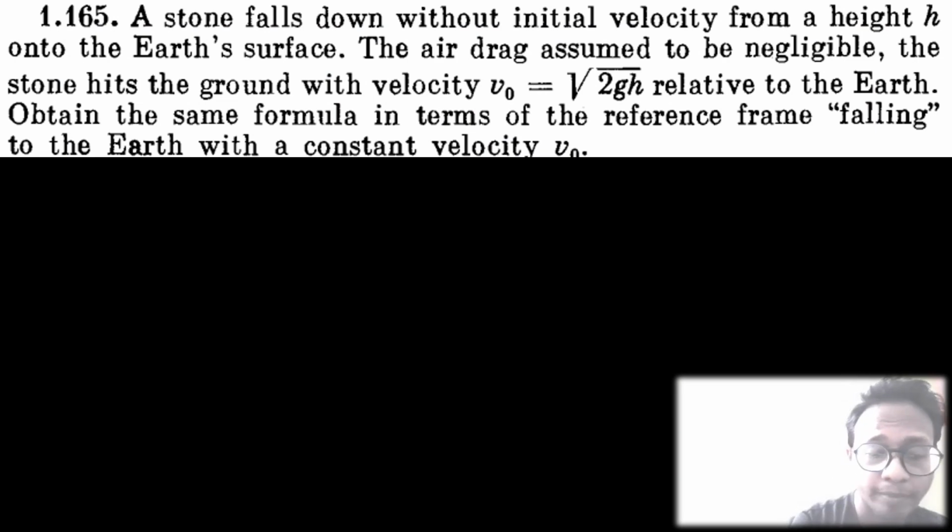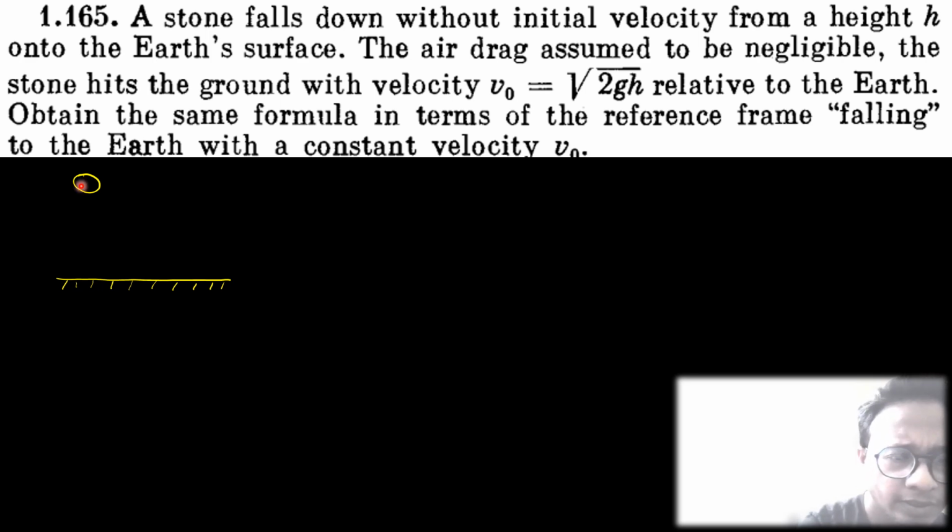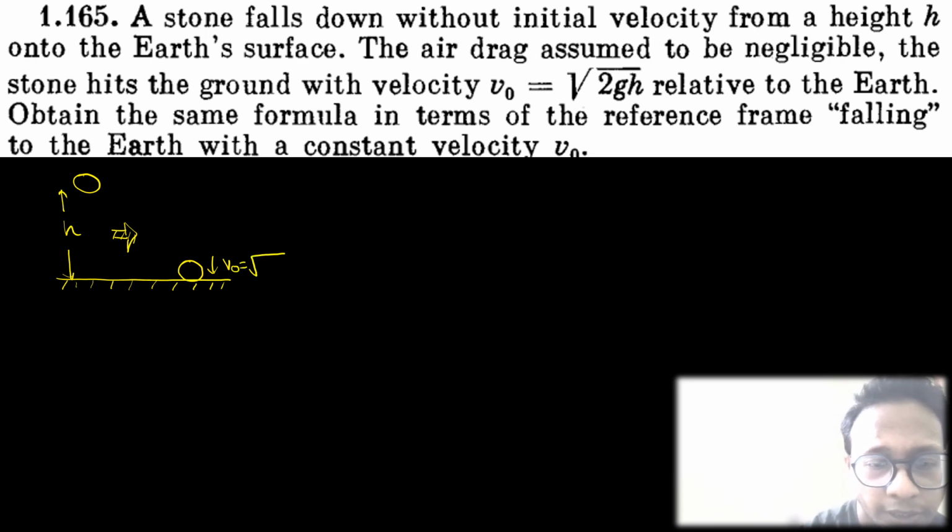In this question, what happened is, see, this is Earth, and here a ball is falling down. Initially it was at rest. It was dropped from height h. What would be the velocity of the ball as soon as it reached down? The velocity of the ball would be under root of 2gh. v naught is equal to under root of 2gh.